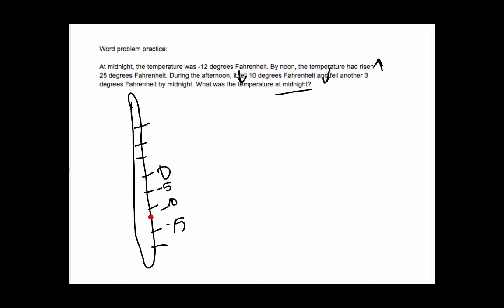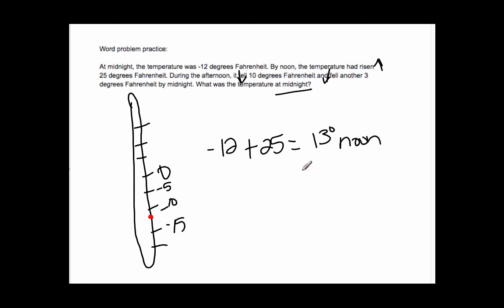By noon, the temperature had risen 25 degrees. So if I started at negative 12 and I rise 25 degrees, we're going to model that with addition. So we start at negative 12 plus 25. Let's go ahead and see where we end up. Negative 12 plus 25. Because I'm adding with different signs, I'm going to subtract the absolute values. I'm going to find the difference of the absolute values. 25 minus 12 is 13. The bigger number is positive, so it's going to be positive 13. So at noon, I'm at 13 degrees Fahrenheit, positive.